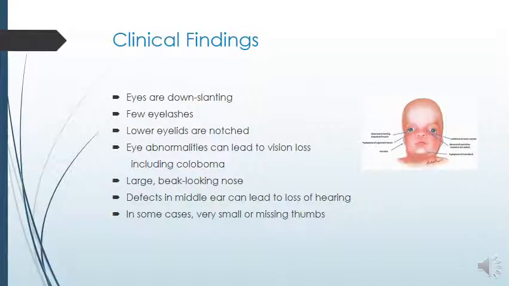Some of the other clinical findings are that the eyes are down-slanting, there are few eyelashes, and the lower eyelids are notched. They can have eye abnormalities that can lead to vision loss, which includes a coloboma. They can have large beak-looking noses. They can have defects in the middle ear that can lead to loss of hearing. And in some cases, they can have very small or missing thumbs.